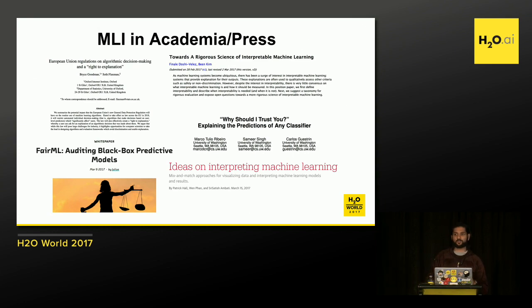So MLI in general, interpreting machine learning models, is something that's been pretty big in the past couple years. These are just to point out a few articles that have come out in academia and press. The key one I want to point out is the one about the European Union. Next year there is a chance that the European Union wants to heavily regulate automatic decision making. So what's automatic decision making? That's basically any decision that is made by an algorithm. And they want to enable customers of certain companies to ask the question, why was I denied for my credit card? Or why was I denied this loan? And the company itself has to explain that.